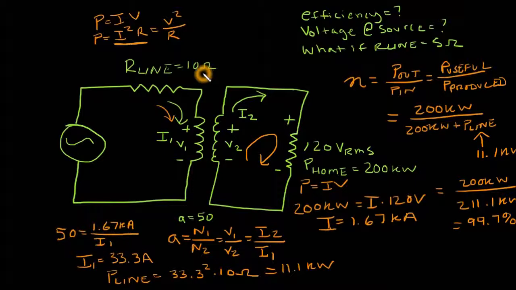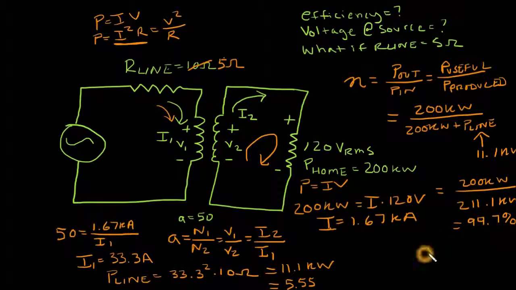Now what would happen if I change the resistance over here? Well, my power is given, my voltage is given, so I know my current's here. That means I know my current over here. Only thing that's going to change here is my resistance, now going to be 5 ohms. So over here, my power in the line is going to be reduced in half. So I get 5.55.